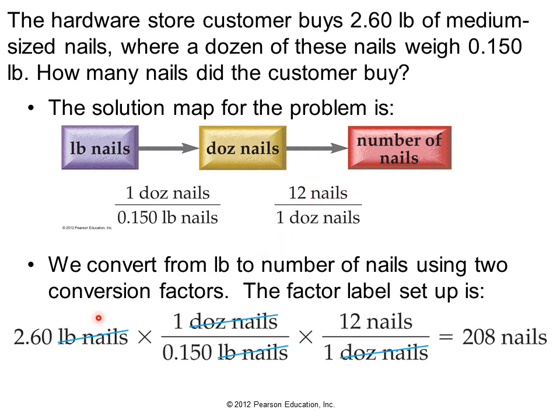So the simple setup is following our conversion factors, the factor label method. What we're given, the conversion factor with the pounds in the denominator to cancel this, the numerator is dozen, and then again the second conversion factor, resulting in 208 nails for the 2.6 pounds the customer bought.